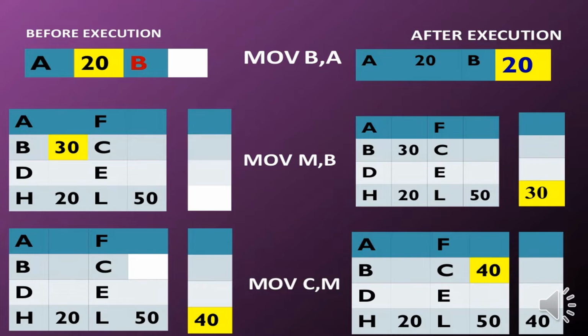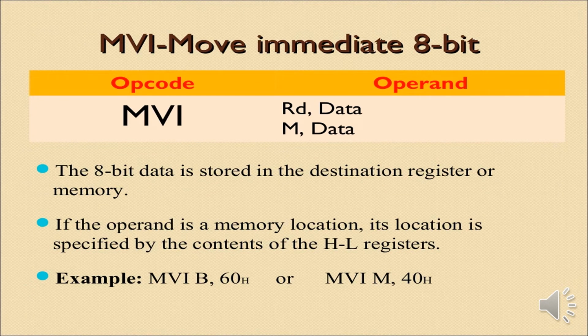The first type is a register to register copying instruction. The second is a register to memory location copying instruction. The third is a memory to register copying instruction. Another type of move instruction is the move immediate.